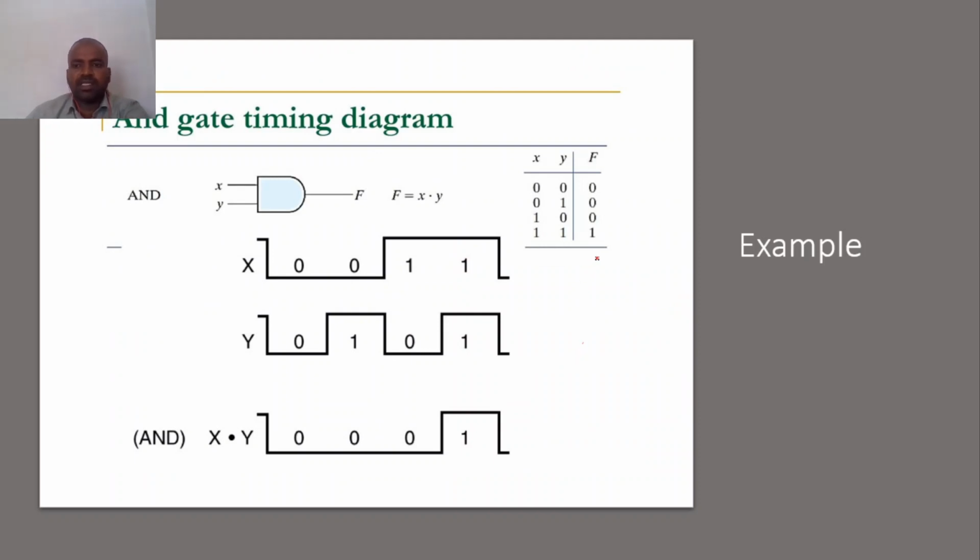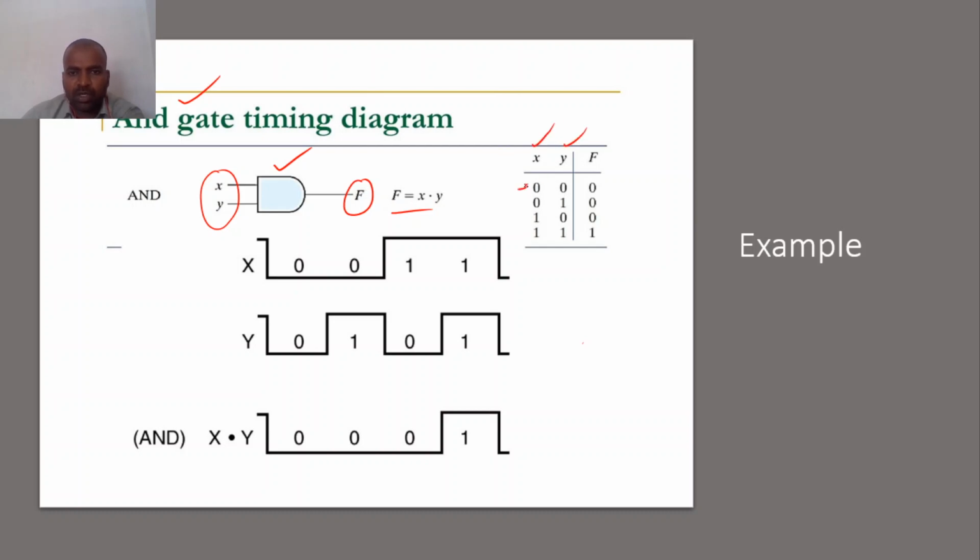Have a look at this. This is an example of an AND gate, and you are familiar with the AND gate. This is the AND gate symbol, which requires two inputs X and Y and one output, and it performs the multiplication operation. So the expression is F is equal to X dot Y. And this is the truth table of the AND gate.